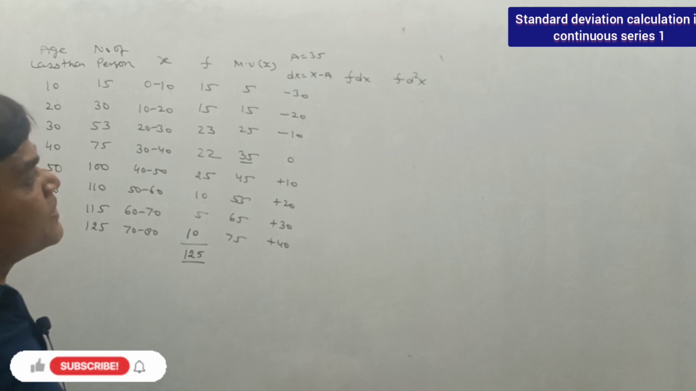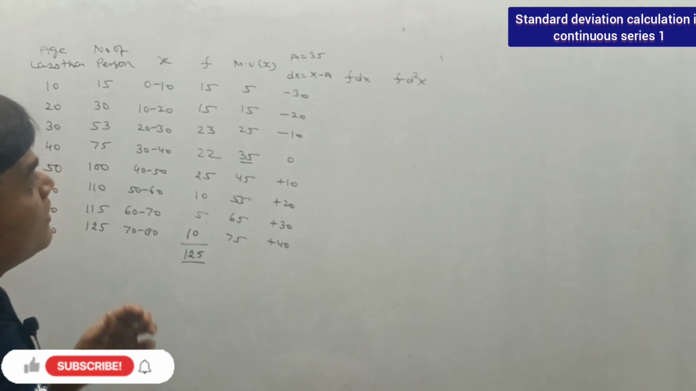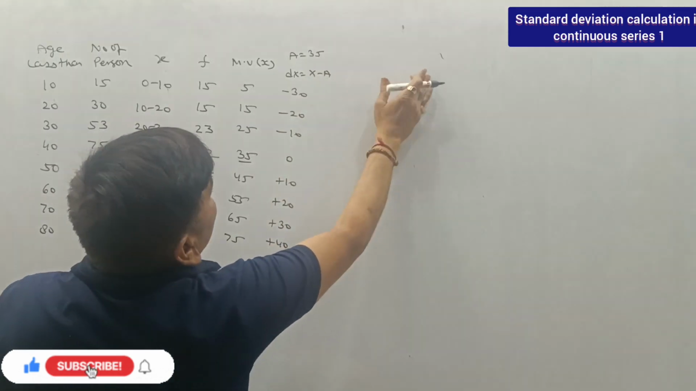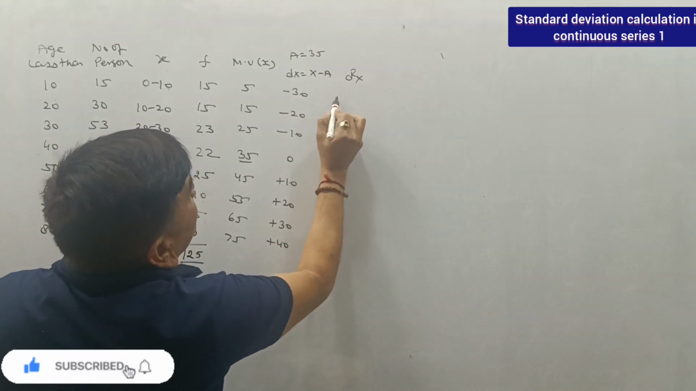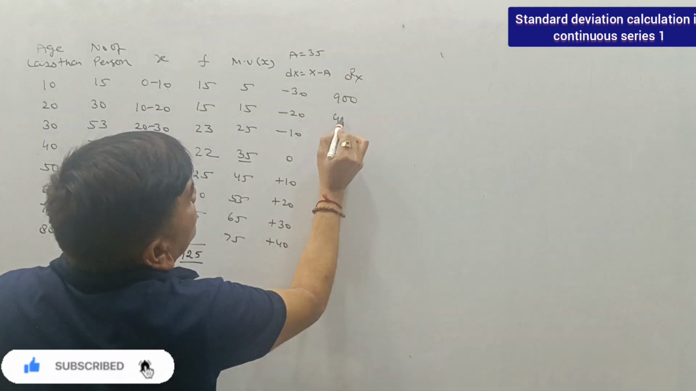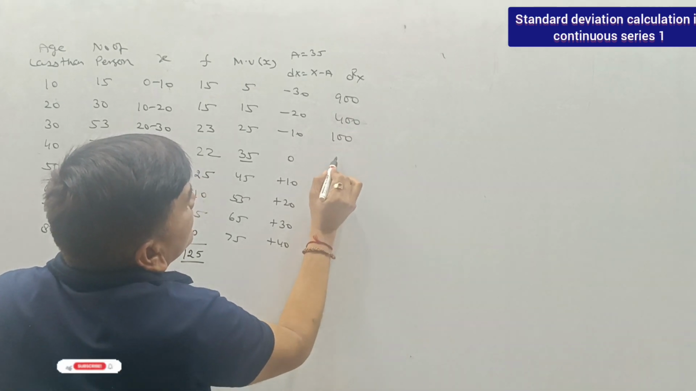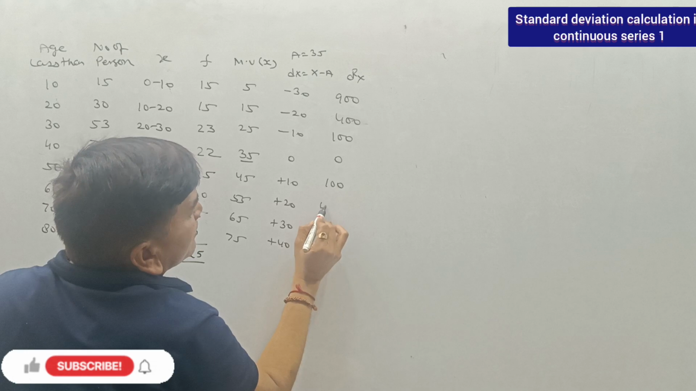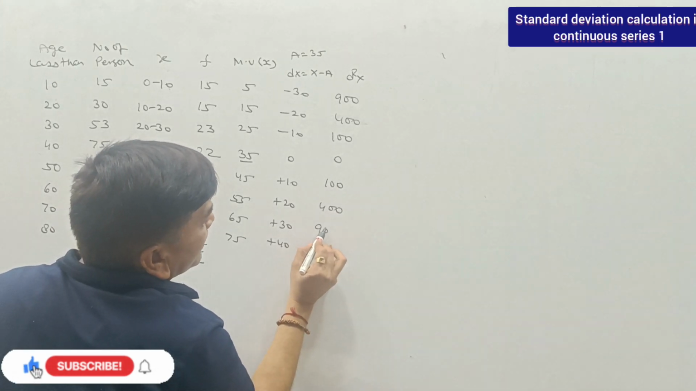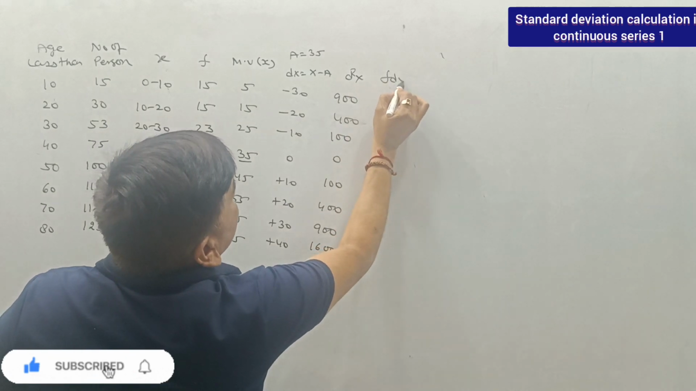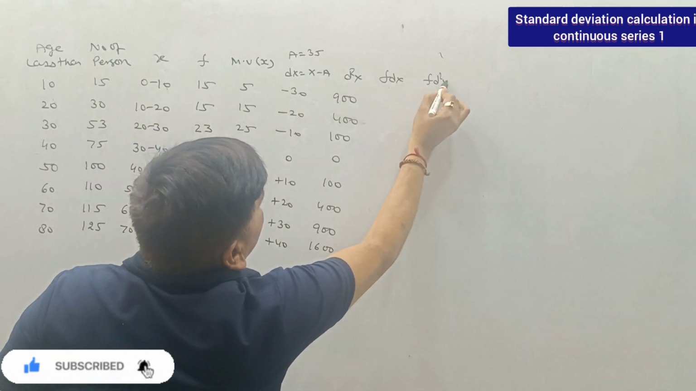So the very first is d square x, that is 900, 400, 100, 0, 100, 400, 900, 1600. Now f dx is required, and f d square x is required.